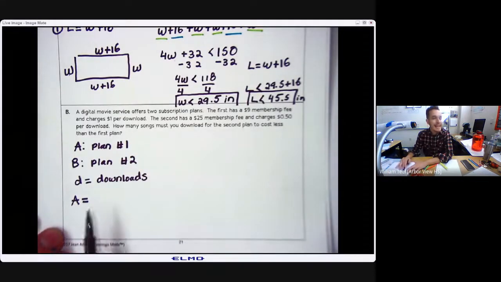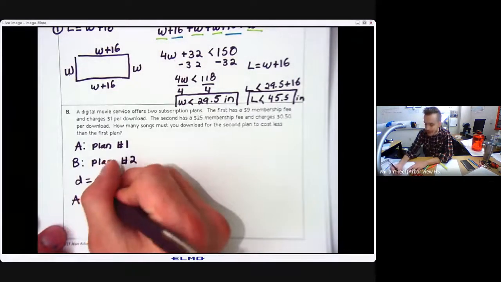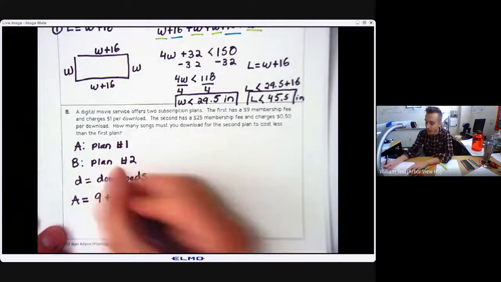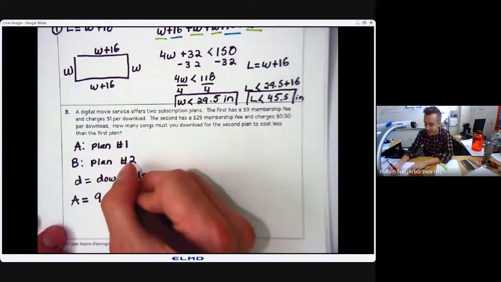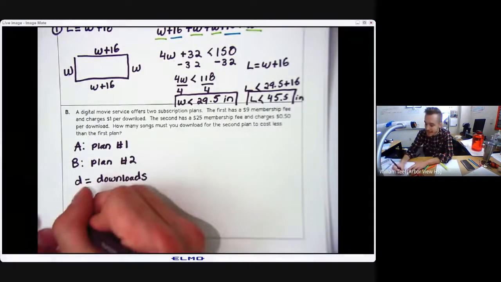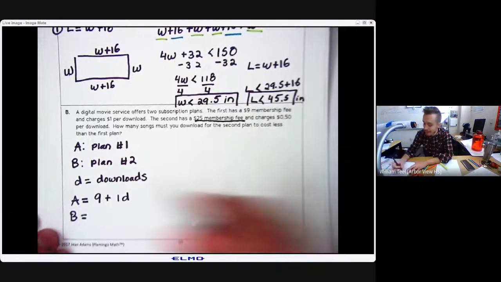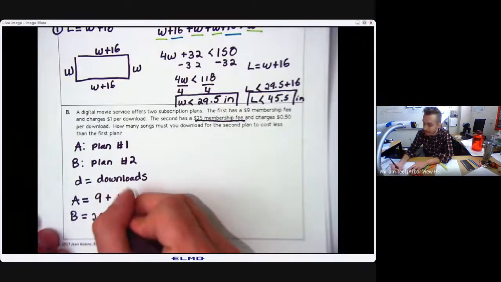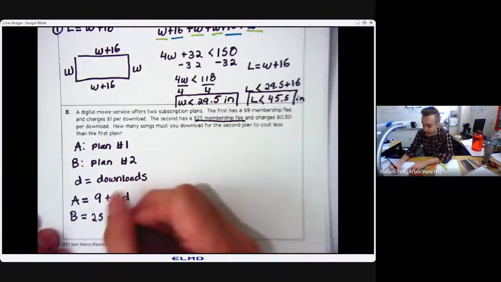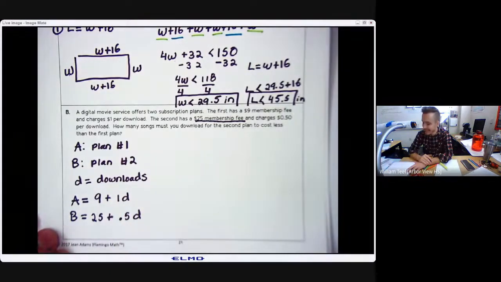So for plan A, I'm going to have a $9 membership fee. That's going to be $9 no matter what, plus $1 per download, so that's going to be 1D or just D. Now, if I'm talking about plan B, let's take a look and see what they have. Plan B has a $25 membership fee, so that's going to be 25 plus 50 cents per download, so 0.5 times D. Now what I want to see is how many songs must you download for the second plan to cost less than the first plan.